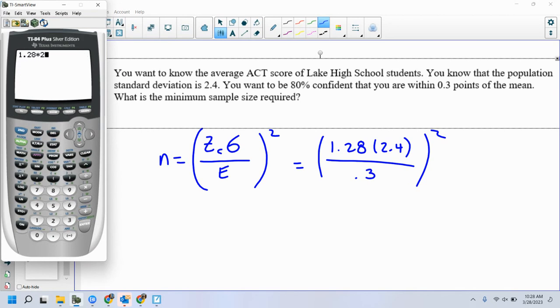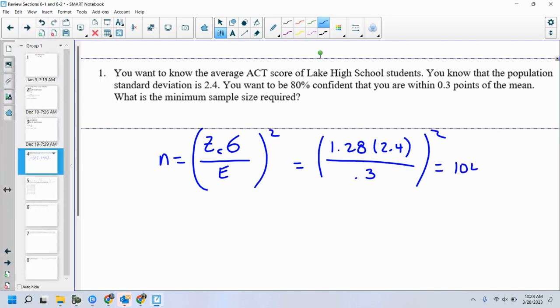1.28 times 2.4 divided by 0.3. Yeah, so 10.24, squared. Do you guys get 104.85? So what am I going to round that to?